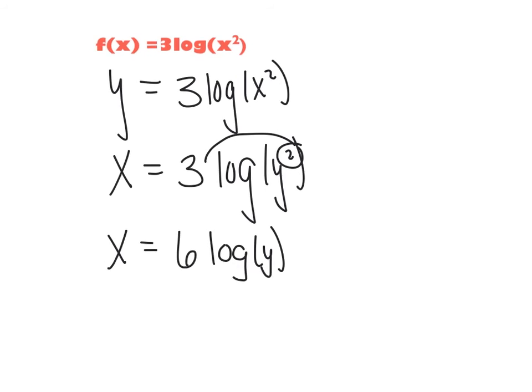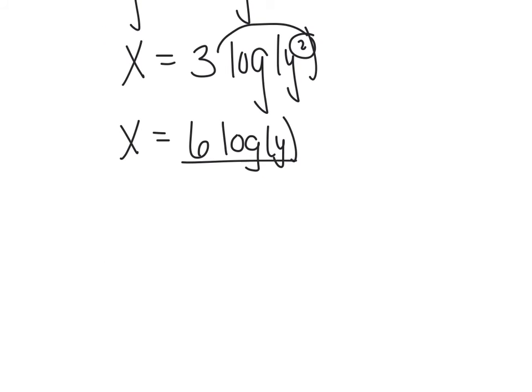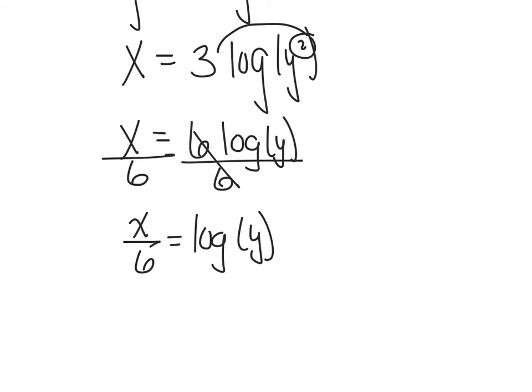Okay, now again, my goal is to get the y by itself, so I can divide both sides by 6. So I get x over 6 equals log of y. So now we're going from log form to exponential. We're not going to take the log of both sides. The log is already there. We basically want to get rid of it. So remember, in a common log, when there's no base written, you have to put your own base in of 10. If it was a natural log, I'd use the base of e.